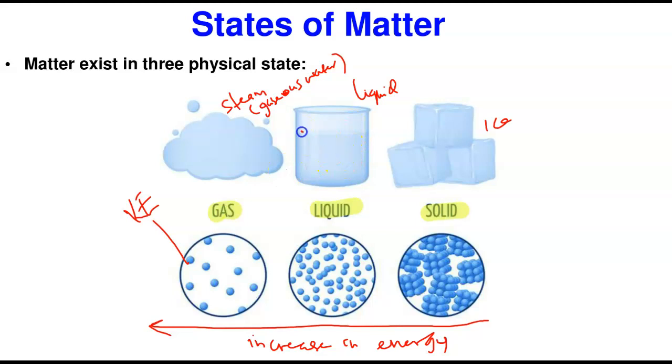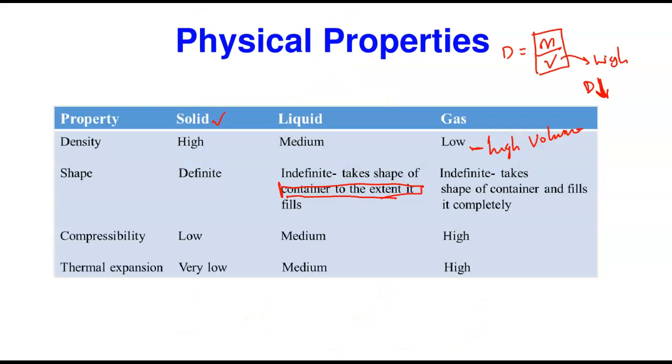The water fills it to this extent. It doesn't fill everything. So that is how water behaves. Now the gases have indefinite shape. They take the shape of the container and they will fill it completely. So what it means is that whatever be the volume of the container will be the same volume of the gases, because they'll take total control of the volume and fill it completely.